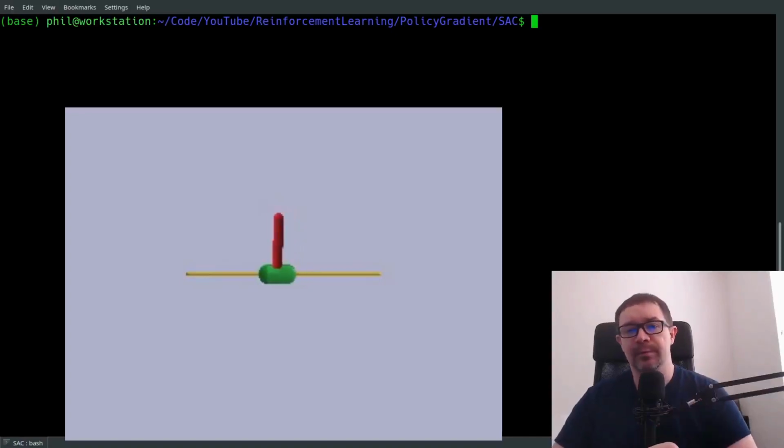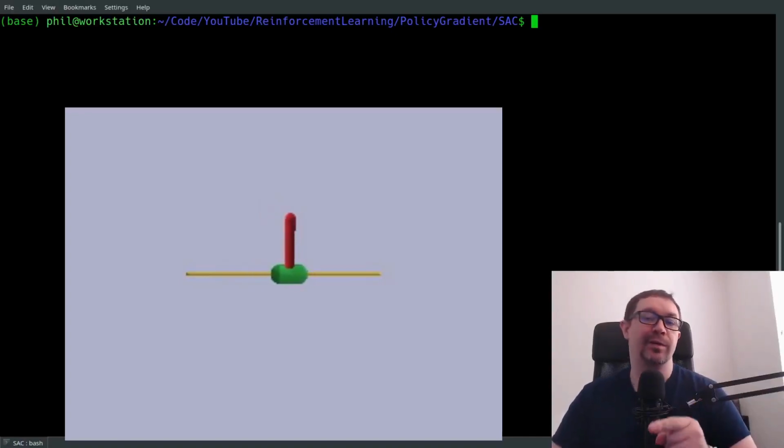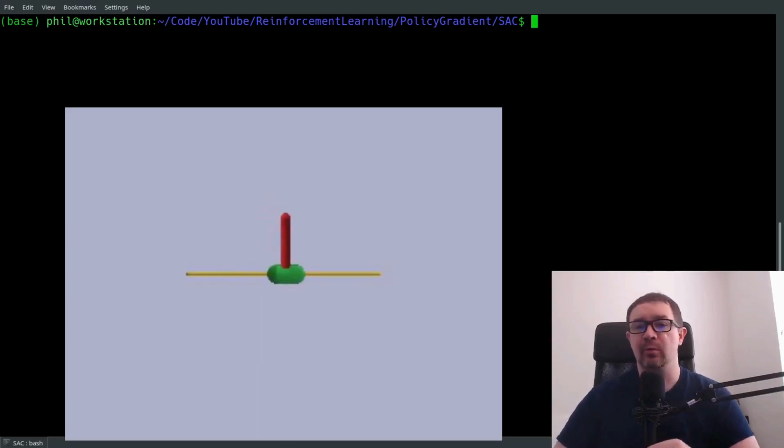In this deep reinforcement learning tutorial, you are going to learn how to code a soft actor-critic agent in the PyTorch framework, starting from scratch. Let's get started.